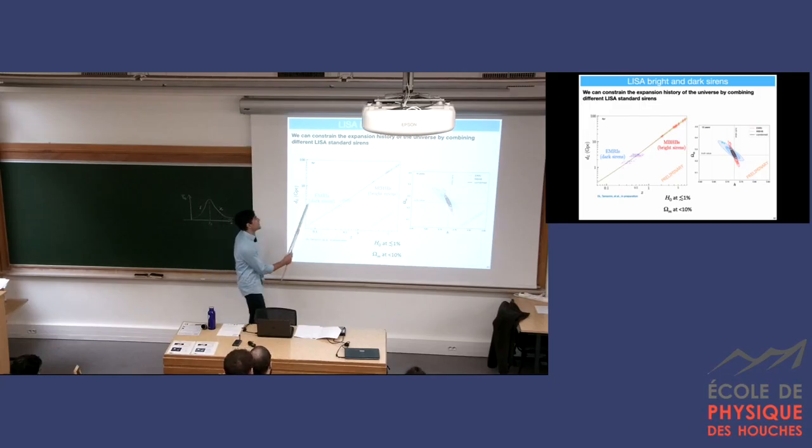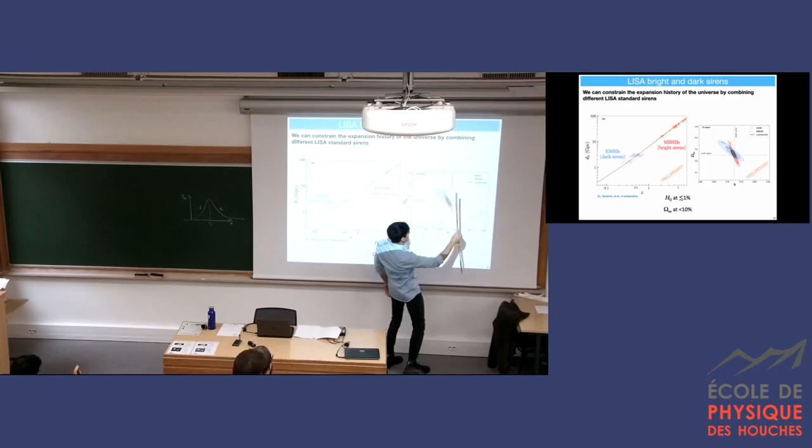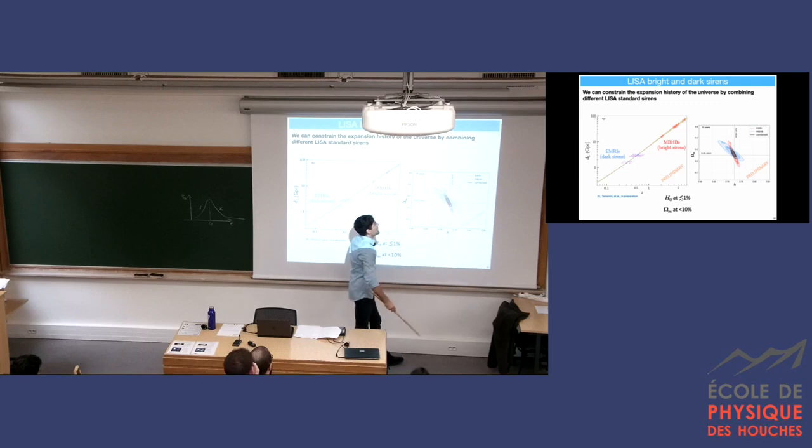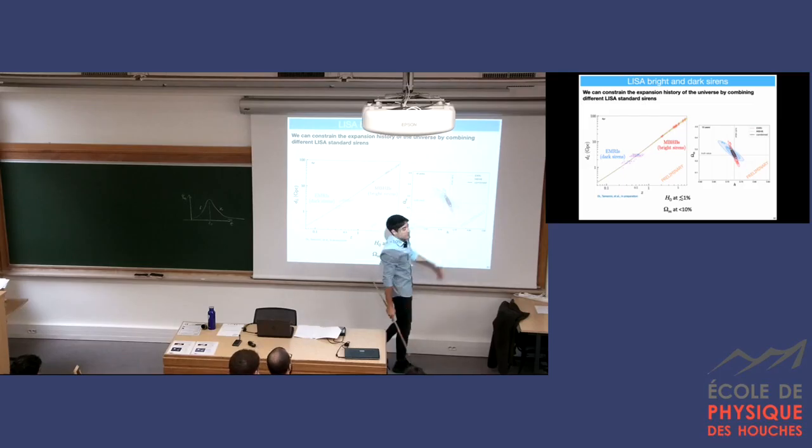For example, here we have the EMRIs and the massive black hole binaries. And why do we want to combine them? Because there is a different degeneracy in the cosmological parameter space here. You see that, for example, EMRIs are more sensitive to H, and massive black hole binaries are more sensitive to omega matter. And so once you combine these two together, you get something like the black posterior here. And so this improves your measurement.